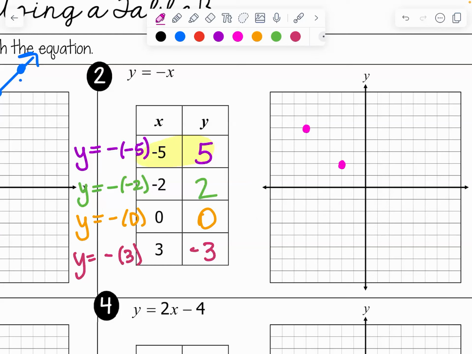-2 for x means we go left 2. +2 for y means we go up 2. So 0, 0 should go here. And then 3, -3 means we'll go right 3, down 3.